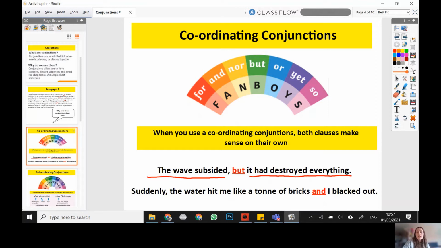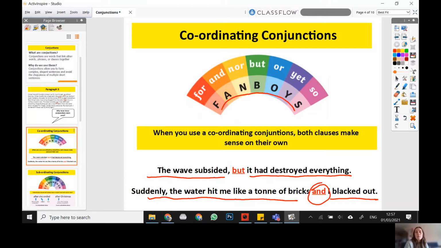So a coordinating conjunction can be used to join them together. Instead, it was: the waves had subsided, but it had destroyed everything. I've got two clauses in the second sentence here. Suddenly the water hit me like a ton of bricks and I blacked out. Two separate clauses that make sense by themselves and a coordinating conjunction that joins them together. So we can remember our coordinating conjunctions by remembering the acronym FANBOYS.